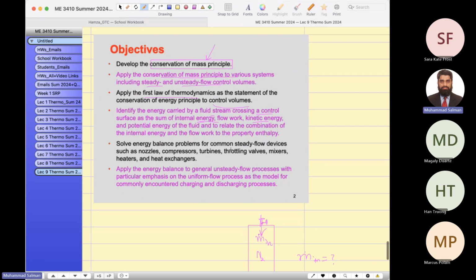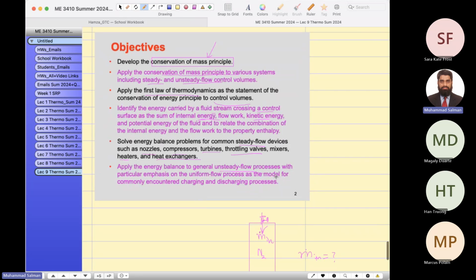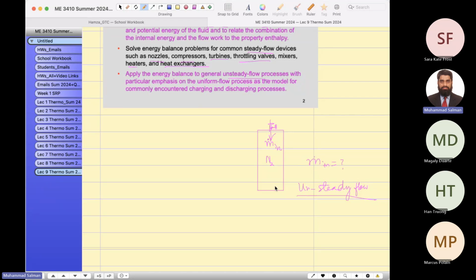Solve the balance. You can study flow, nozzles, compressors, turbines, throttling, mixers, heaters, heat exchangers. Apply the energy balance for unsteady flow process. So I'll teach you all these things in this chapter. Okay, let us try to follow the slides.